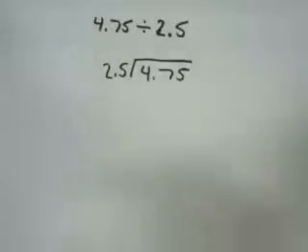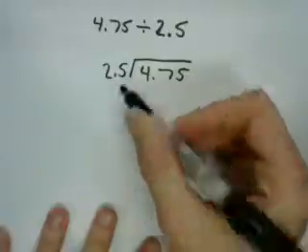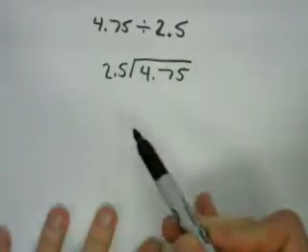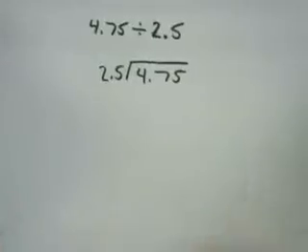But we have a problem. We have a decimal in the divisor, so right here we can't have that 2.5. How would that work out? If you try and do it, it will quickly make no sense to you.